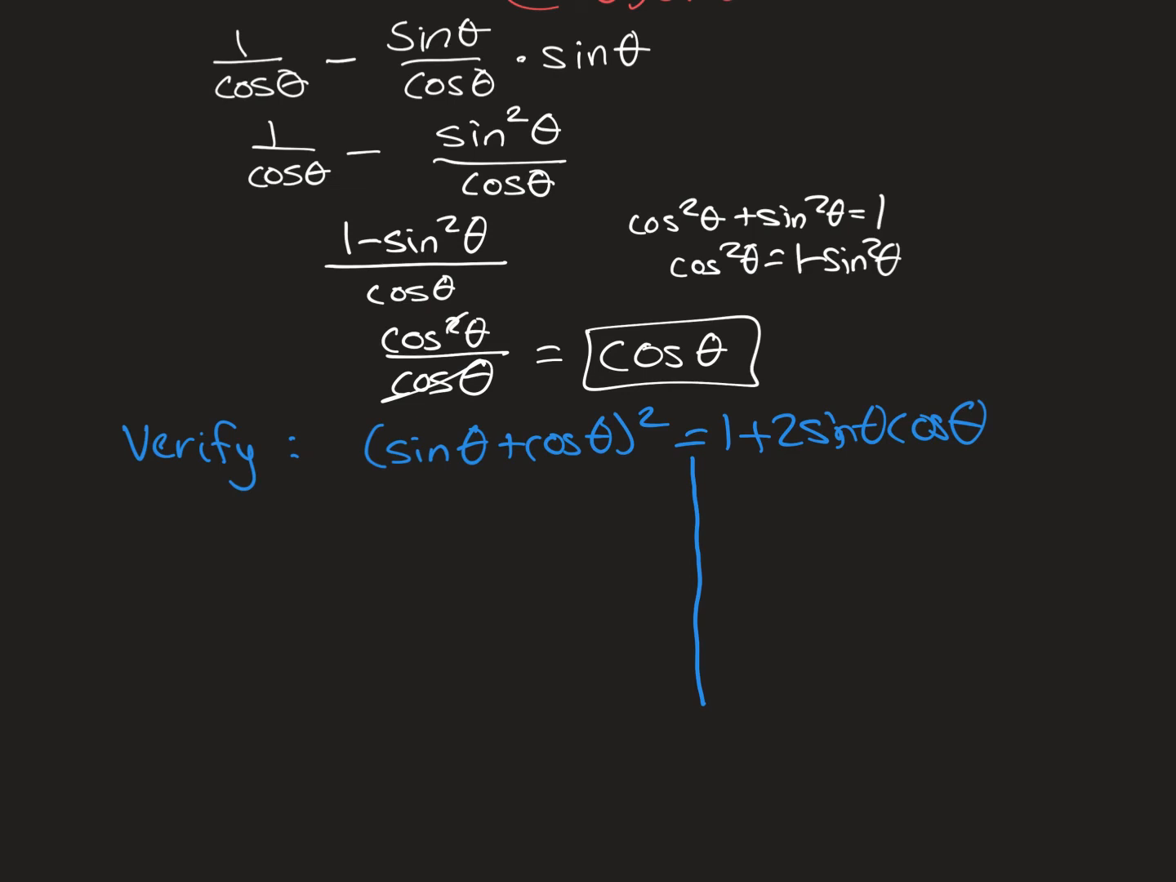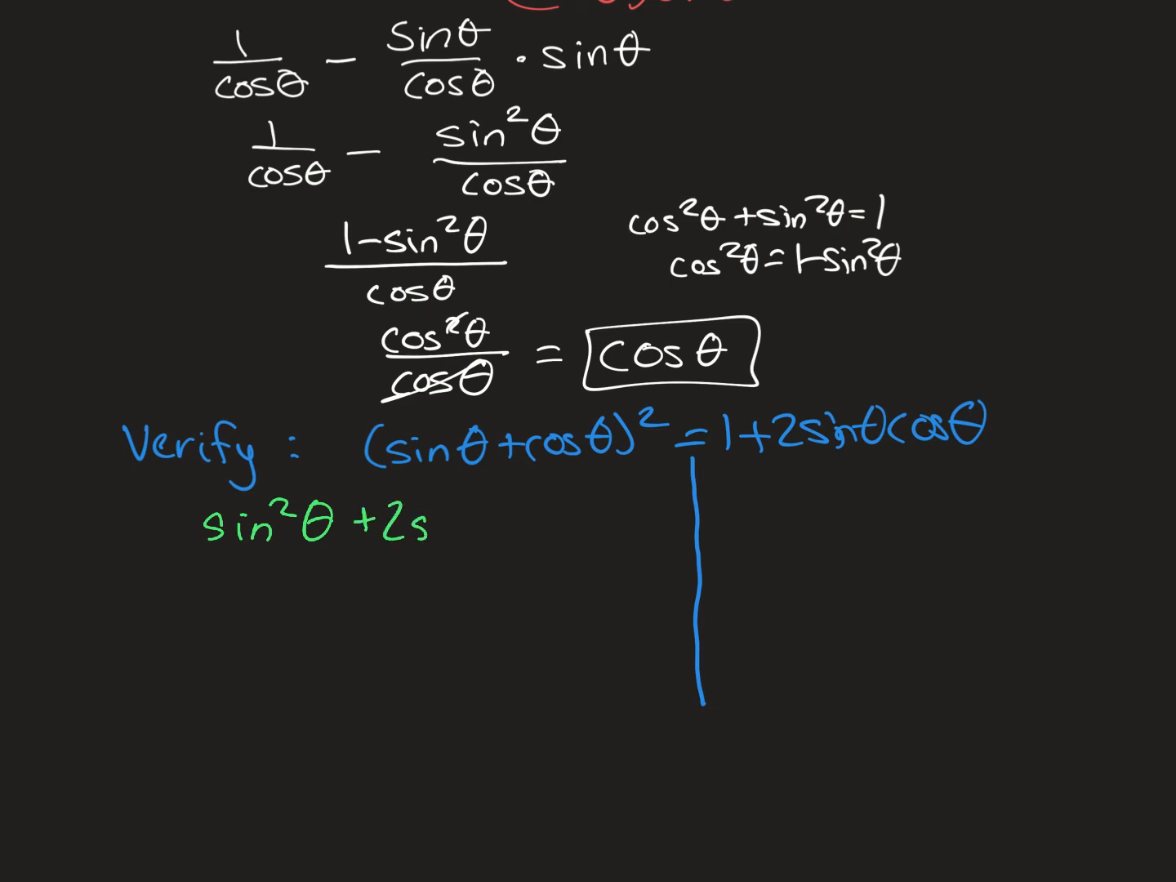And often if you're doing that, you want to look at, well, what's the side I can do anything with, or what looks more complicated? And then looking at this, I'm going to look at the left and say, well, I at least can FOIL this out. Sine theta plus cosine theta, squared. So let's do that. So foiling it out, I've got sine squared theta. The two middle terms are going to be sine theta cosine theta, but we're going to have two of them.